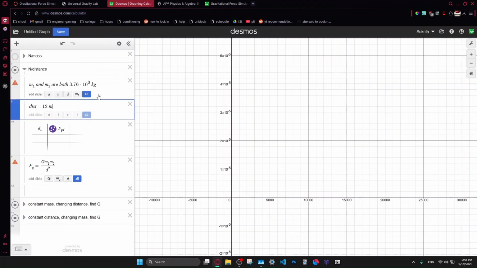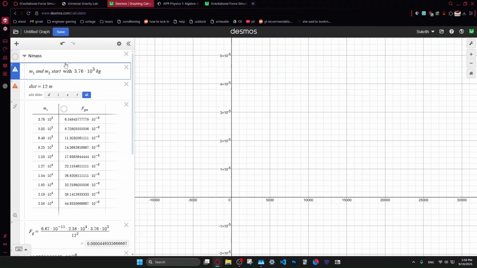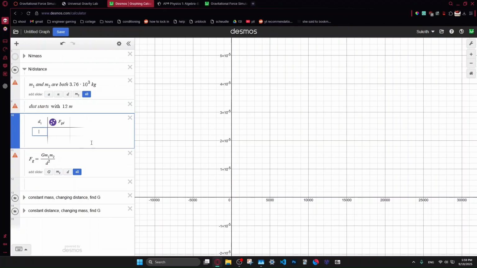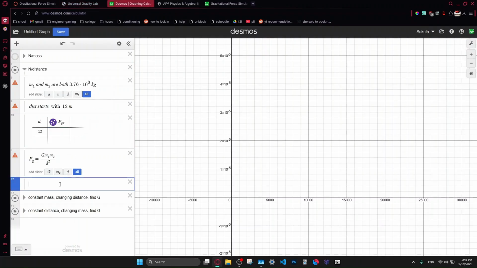Or you know what? Let's change that. Start with. And then these ones, yeah, they stay like that. And distance starts with 12 meters. Alright, so we'll start off at 12 meters. And we'll take a look at our current force. It should be around 6.5 micronewtons, sorry. Let's just double check that though.